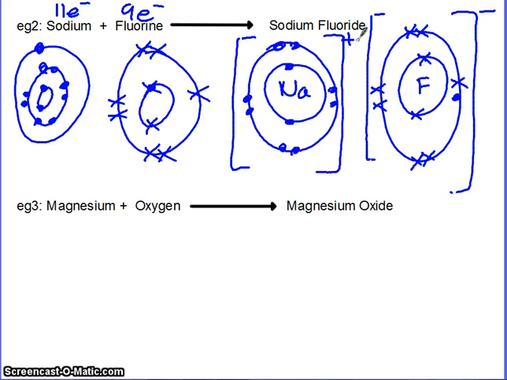Now thus far we've only looked at group 1 metals reacting with group 7 non-metals. What about changing it around a little bit? Magnesium is a group 2 metal and oxygen is a group 6 non-metal. So magnesium, if we have a look at the periodic table, it's got an atomic number of 12. So here's magnesium. I'll draw the inner shells to start with.